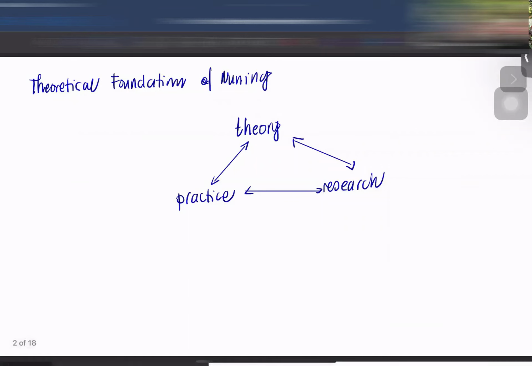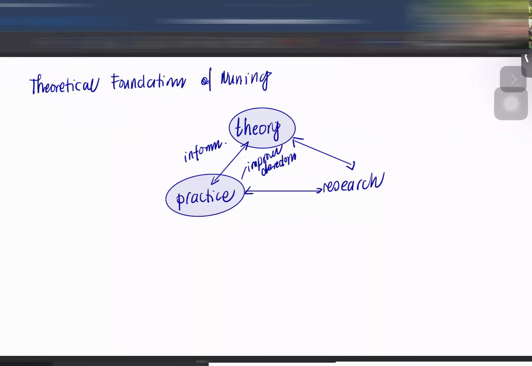This triangle tells us that your theory informs practice. Again, it tells us that your theory informs practice. In other words, we base our practice on theory. On the other hand, your practice also improves the theory. Your practice also develops the theory. Your practice also provides theory. In the same way, theory is connected to research. Research is also connected to practice.